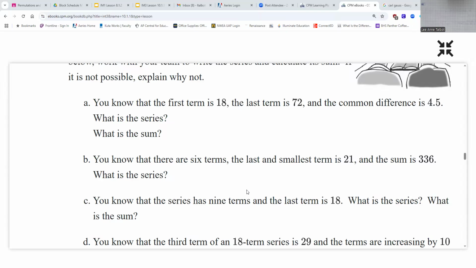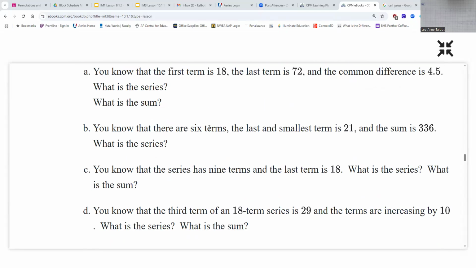We're doing two more, B and D, and then we're gonna talk about the escape route. Okay, B. You know that there are 6 terms. Write down n equals 6. The last and smallest term is 21. Write T of 6 equals 21. And the sum is 336. Find the series.